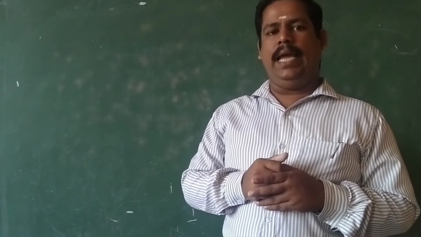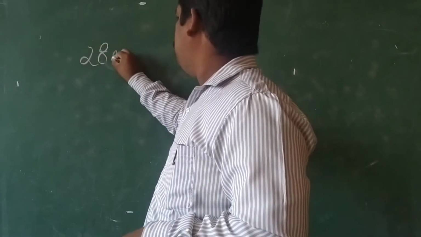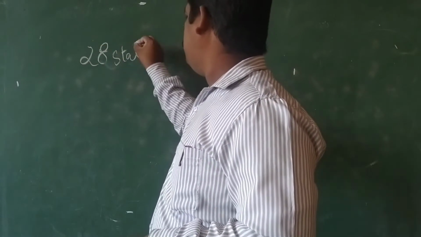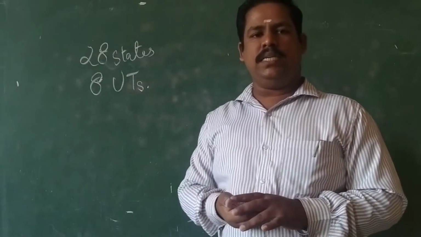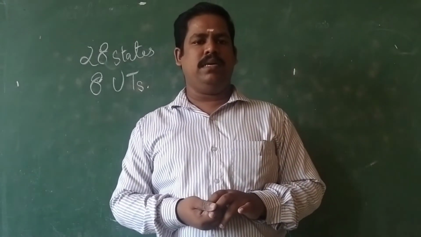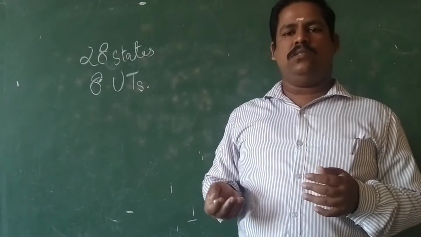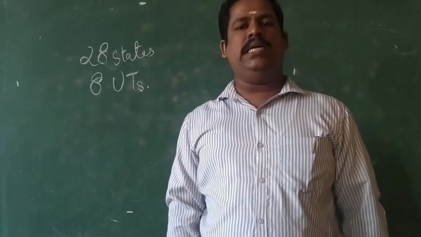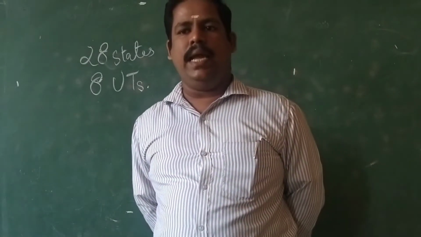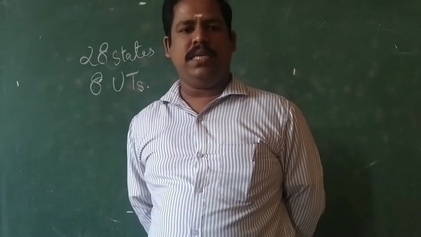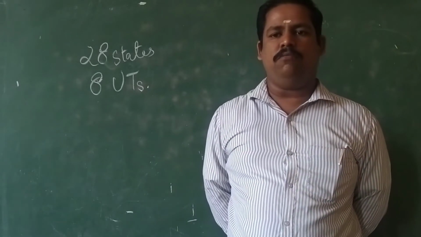28 states and 8 union territories. So don't make mistakes here. Earlier we had 29 states. Now Jammu Kashmir is not a state. Jammu Kashmir has been divided into 2 union territories, so the number of states has decreased to 28 and union territories have increased. So the total is 28 states and 8 union territories. Don't make any mistakes here, it is a common mistake.